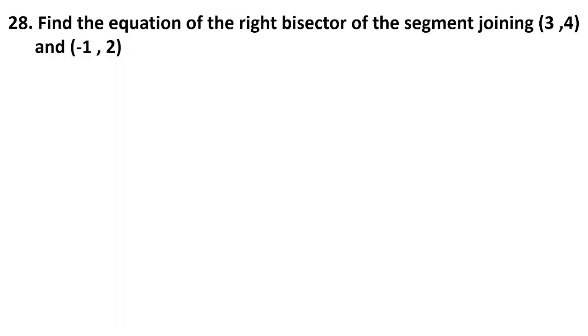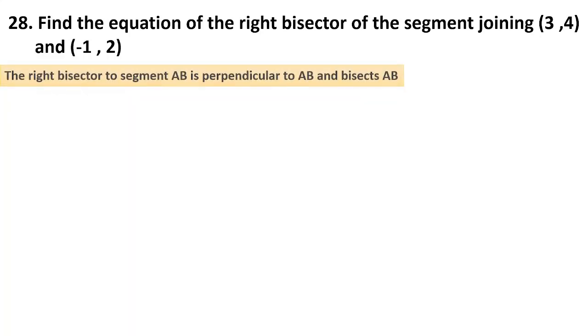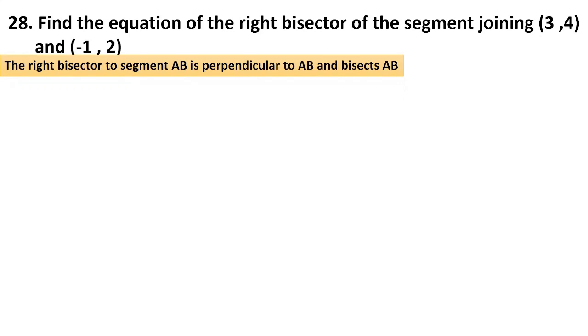Find the equation of the right bisector of the segment joining (3, 4) and (-1, 2). We have to check out what is the meaning of a right bisector. It is perpendicular and bisects. That is why it is called a right bisector. This is the diagram I am showing you. A is given, B is given, and the given line is perpendicular to it, but M is the midpoint. We have to use both the conditions, perpendicularity and midpoint.